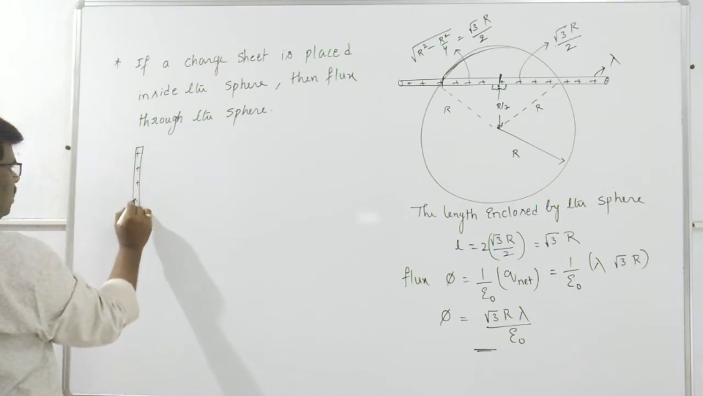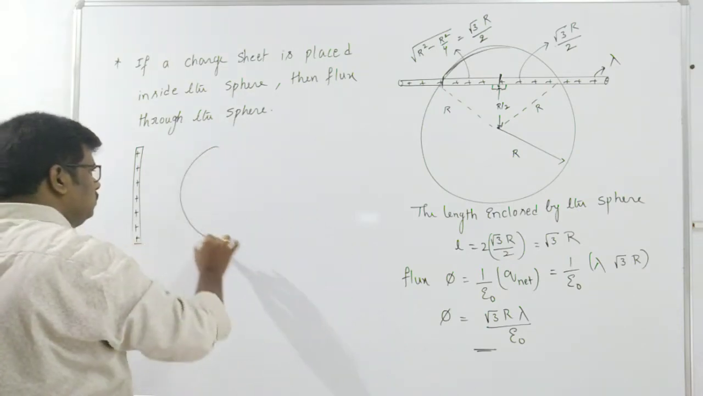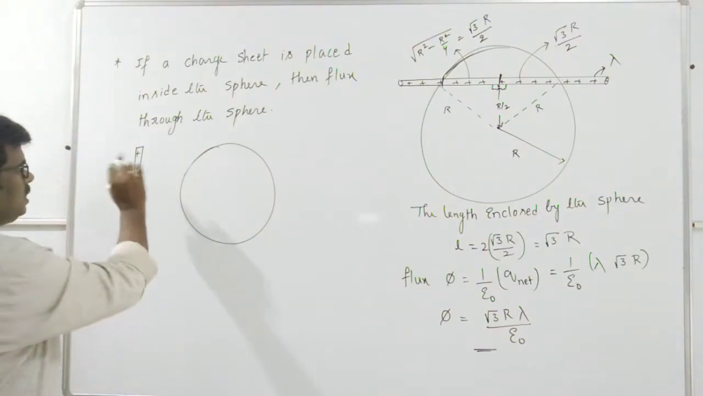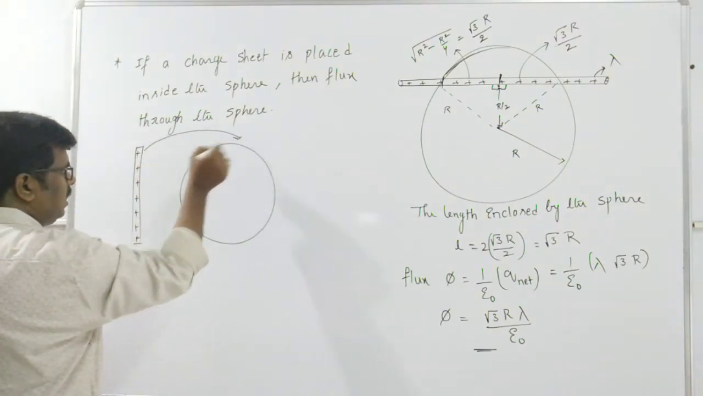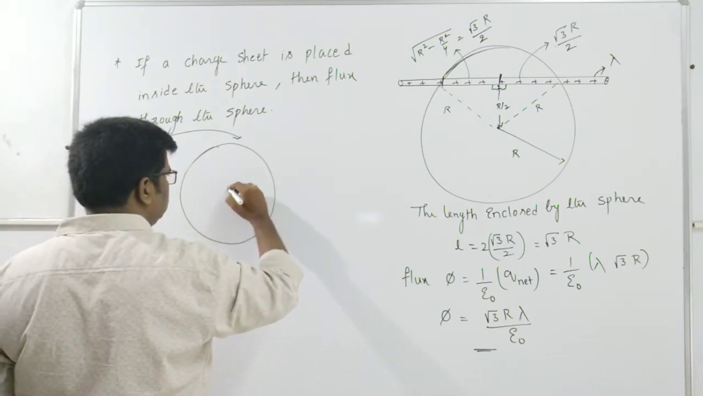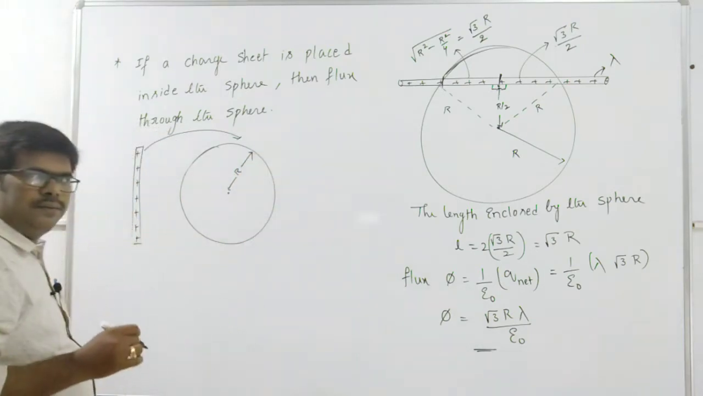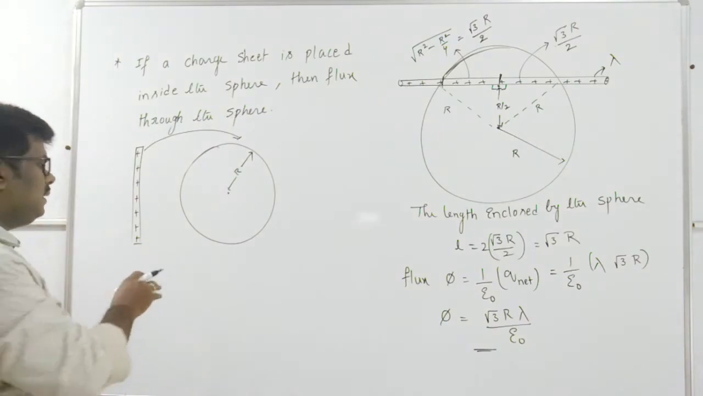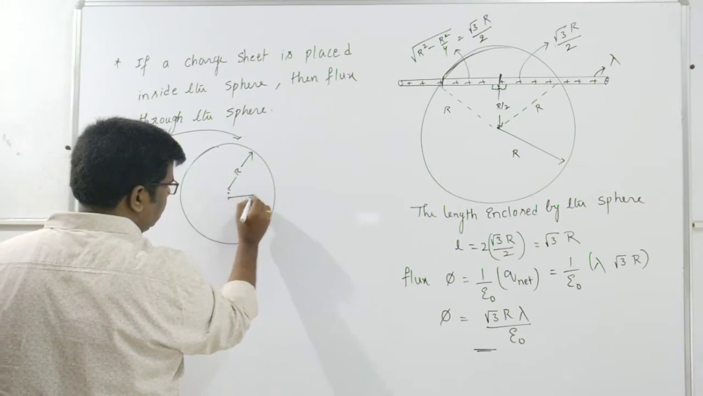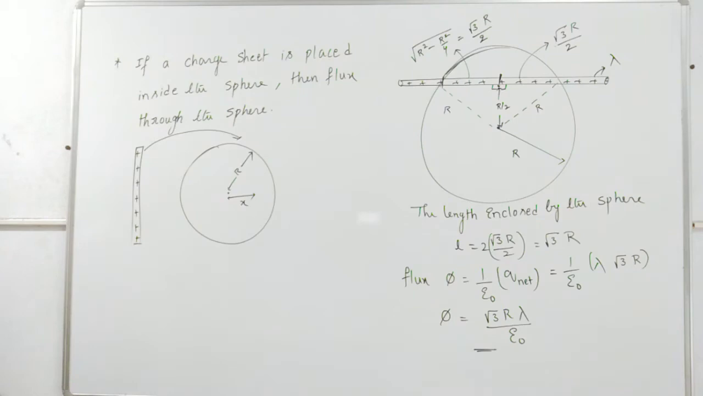So this is a charged sheet and I have a hollow sphere. This sheet I am placing inside it. The radius of the sphere is R, and I am locating this charged sheet at a distance x from the center. So understand this clearly.